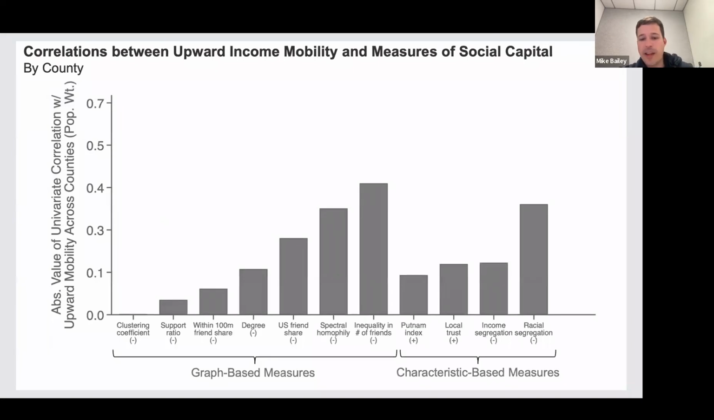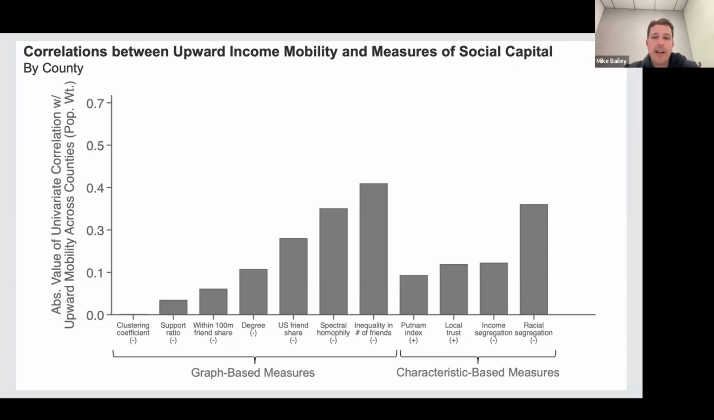Another set of measures is characteristic-based measures. So things that look at the characteristics of that neighborhood, like income segregation, racial segregation, crime, poverty, trust. There's something called the Putnam Index. A lot of this is harping on social capital, and the Putnam Index takes into account civic engagement and other previous ways of looking at social capital. And racial segregation seems to have a much stronger negative relationship than, say, the Putnam Index has a positive relationship.